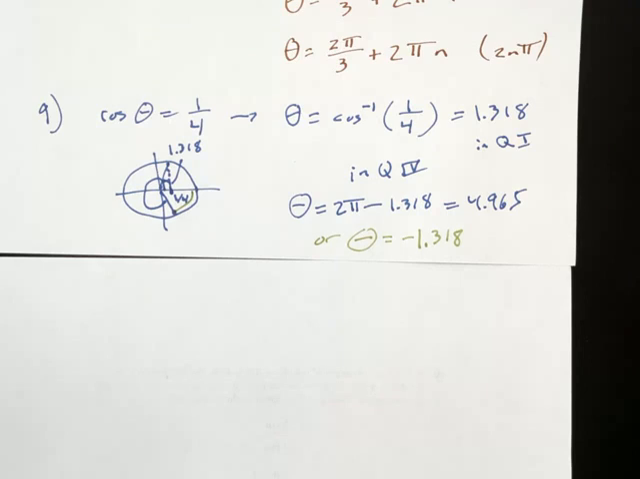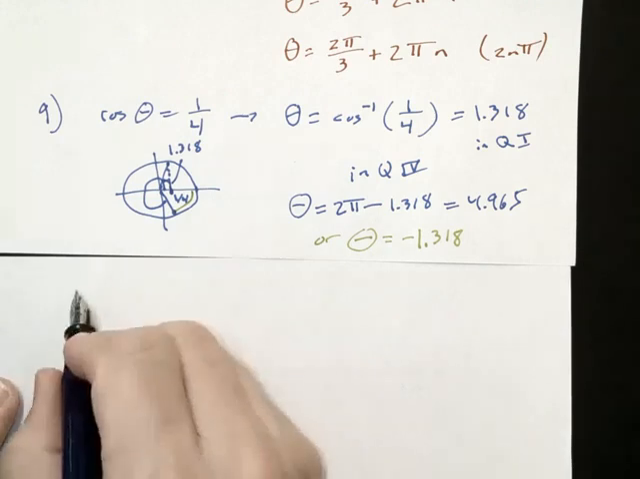Again, I still see some furrowed eyebrows and some questioning looks. Talk to me, people. I now need to add the period. We said the period of this function was 2 pi.